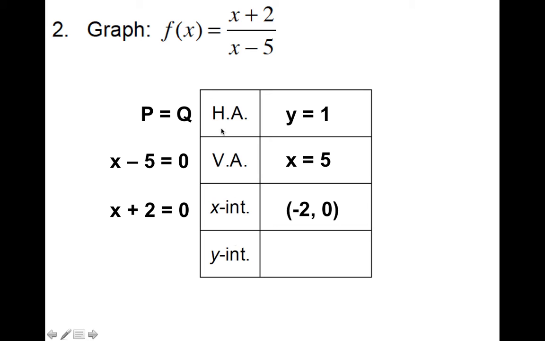To find the y-intercept, you plug in 0 for the x's, so we get 0 plus 2 over 0 minus 5. So the point for your y-intercept is 0, -2/5. Make sure you're showing this work over here.